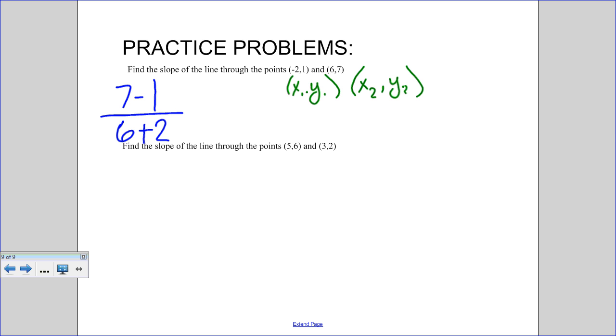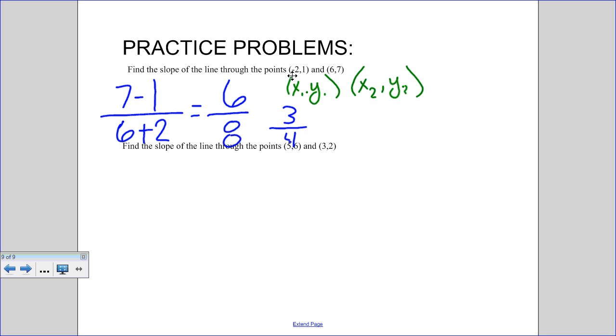If we simplify this, 7 minus 1 is 6, and 6 plus 2 is 8. The common factor for both of those is 2, so if we divide them to simplify our fraction, we get a slope of 3/4.